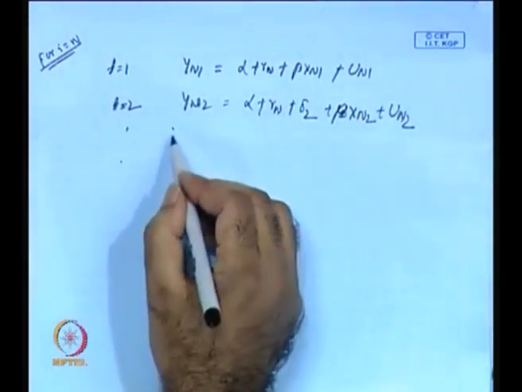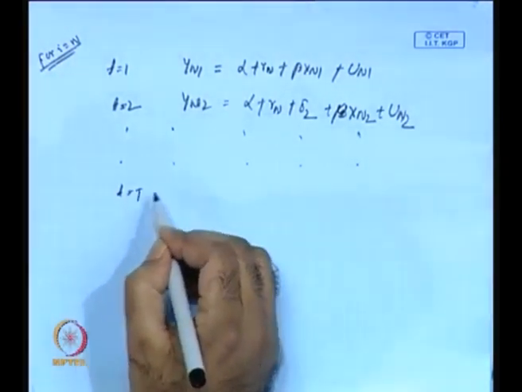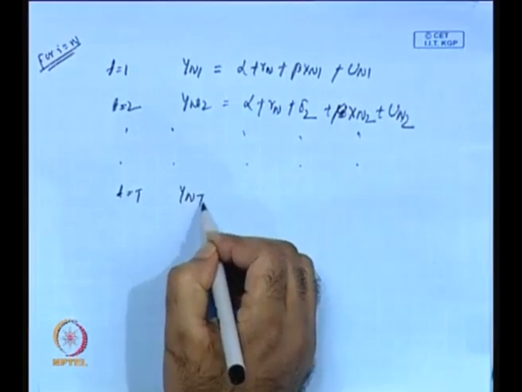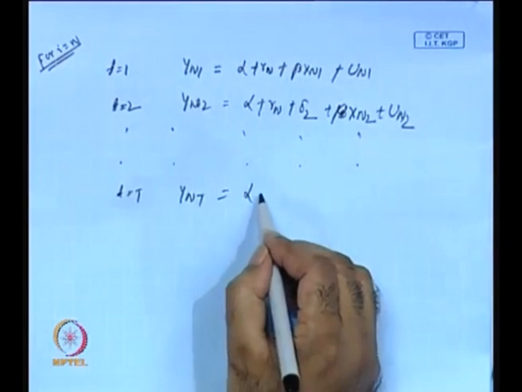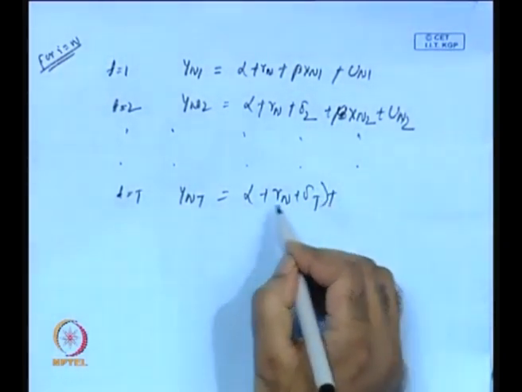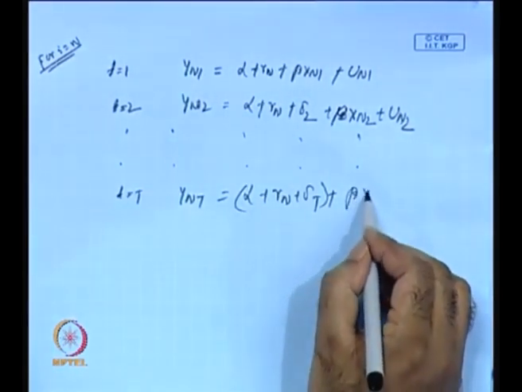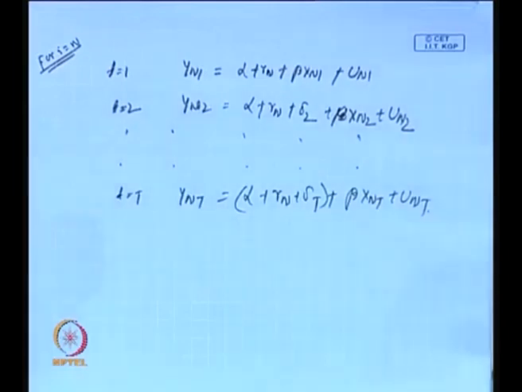So it will continue, then when t equals T, obviously y_nT is equal to alpha plus gamma_n plus delta_T plus beta x_nT plus u_nT. So this is how the model has to be expanded.